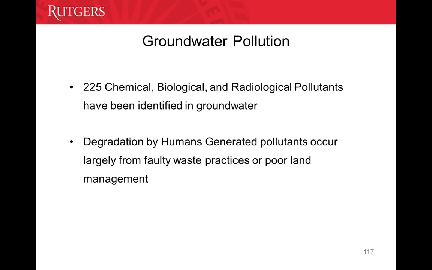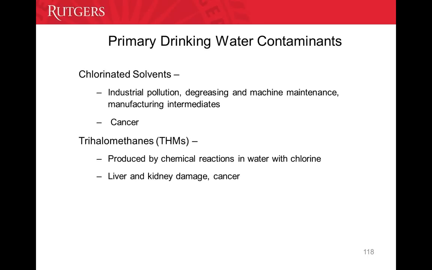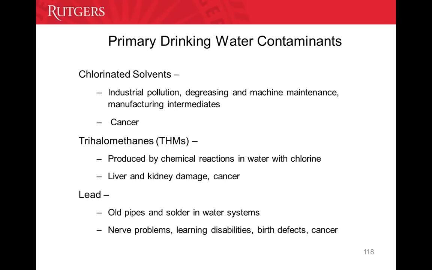There are about 225 chemical, biological, and radiological pollutants that US EPA has identified in groundwater, and the majority of them are anthropogenic. They happen because of us, because we didn't have good waste practices, or we've managed the land poorly. The primary drinking water contaminants are the chlorinated solvents from industrial activity. They typically are a cause for concern for cancer. The trihalomethanes, which are produced by chemical reactions in water with chlorine, again, cancer, liver, and kidney. And lead. Lead just won't go away.